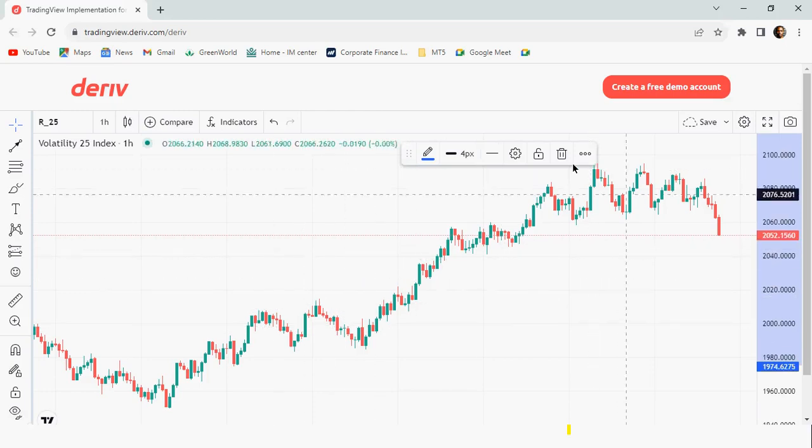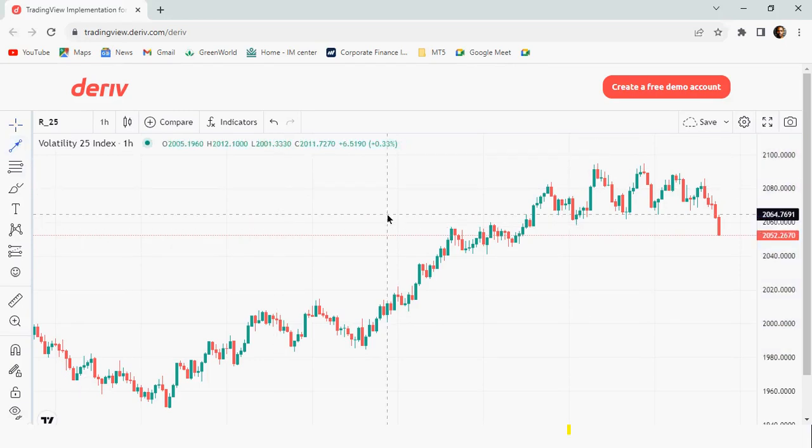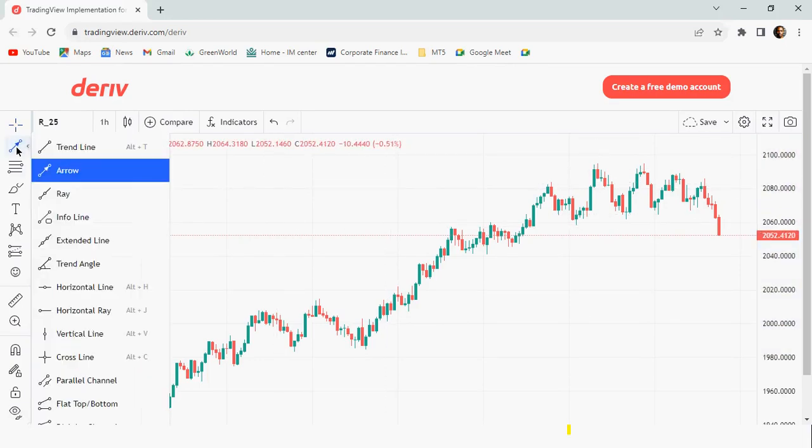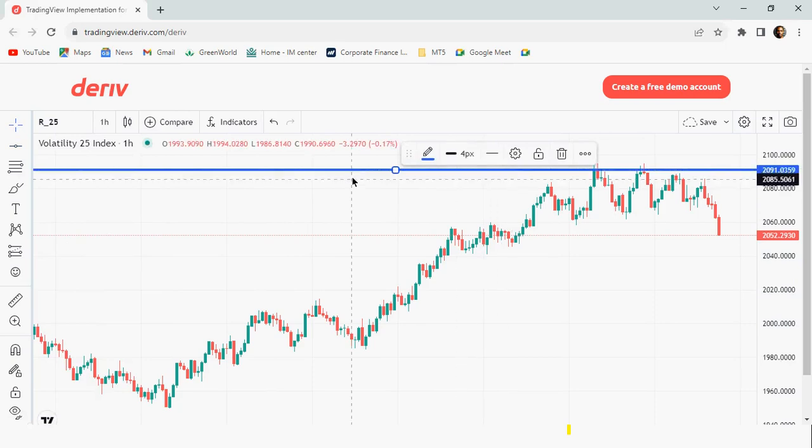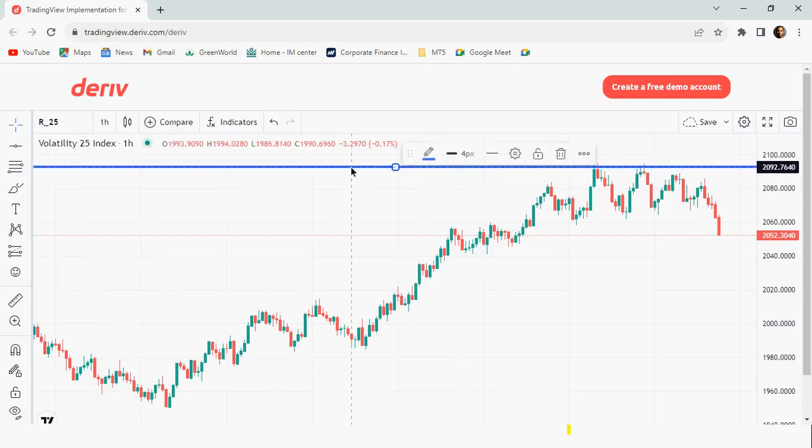So in 1 hour, this is where our resistance is. I'm not talking about the candlestick patterns or the chart patterns. No, our focus today is just on support and resistance. So this is our resistance.